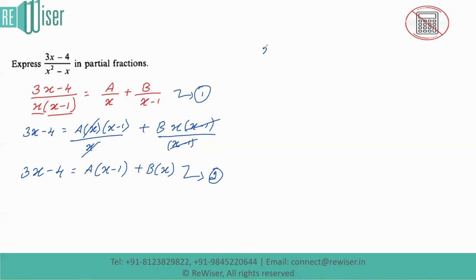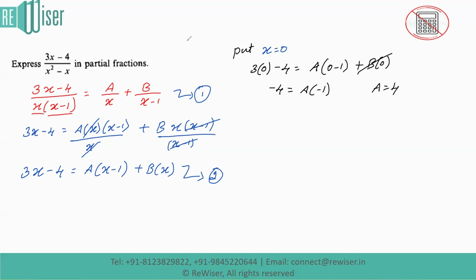When I say x equals 0, the first linear factor we have is x. When we put that equal to 0 in equation 2, that's 3 times 0 minus 4 equals A times (0 minus 1) plus B times 0. B times 0 is just 0, so that goes off. This is nothing but minus 4 equals A times minus 1. So the value of A is positive 4.